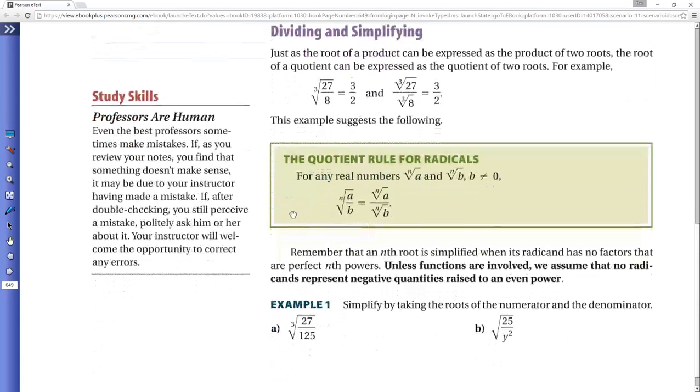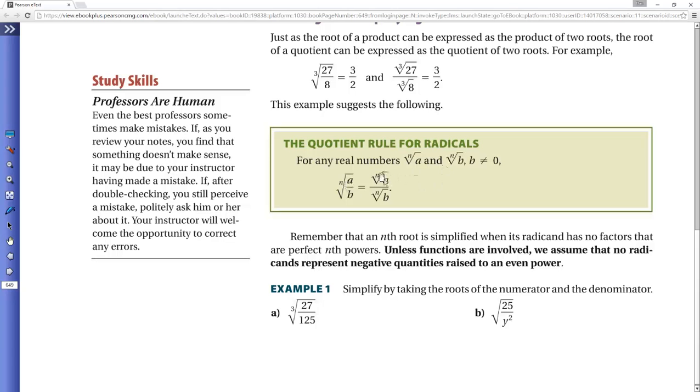The first rule here is the quotient rule for radicals. If I have, for any real numbers, the nth root of a and the nth root of b, and b cannot be equal to 0 because it's part of a division, and division by 0 is undefined. So there's a restriction on that. Well, we can take the nth root of the fraction a over b, and it's equal to the nth root of a over the nth root of b.